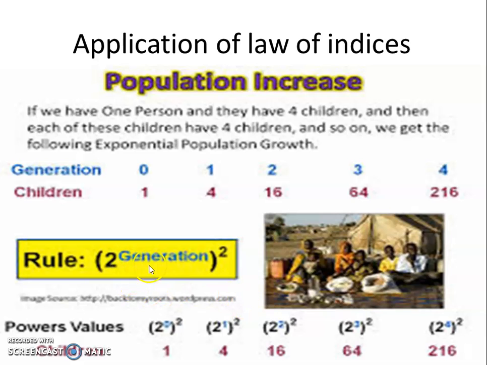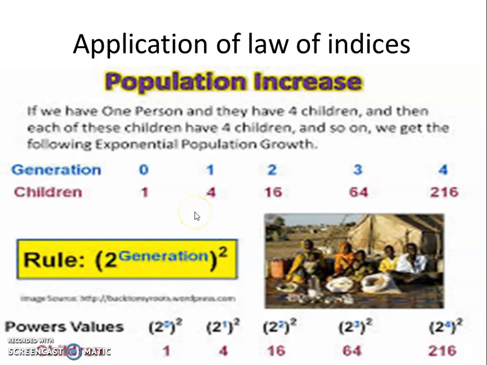Next one, 2 raised to generation, bracket square. That is 2 raised to cube, bracket square. That means 2 raised to 3, bracket square. So we have derived the value 2 raised to 3, it is 8. 8 square is obviously 64. Next one, for last generation 4: 2 raised to 4, bracket raised to 2 gives how much? 2 raised to 4 obviously is 16, and 16 squared is 216.